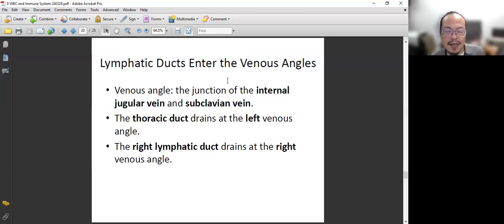So the left side will have the thoracic duct. That's just one of these lymphatic ducts. And the other one is called the right lymphatic duct, going to the right side at the right venous angle. So that's how the lymph flows through the lymphatic system.